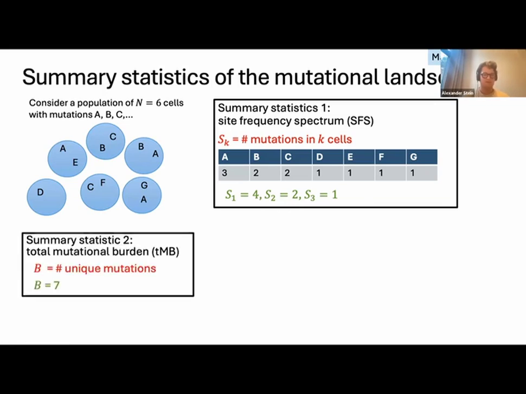Second, which is closely related to the site frequency spectrum but also has a biological meaning with respect to treatment resistance, we want to look at the total mutational burden, which we define here as the number of unique mutations. So in the above example, the number of unique mutations is just A, B, C, D, E, F, G, which is 7.